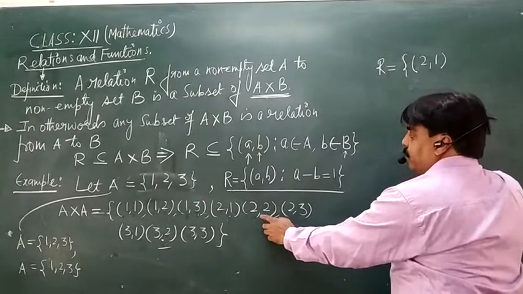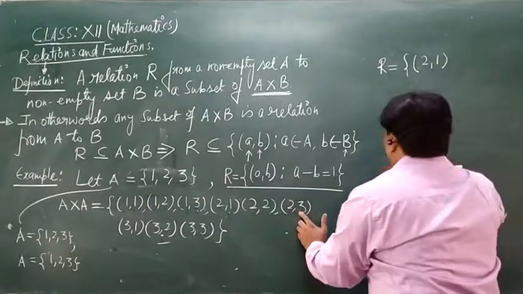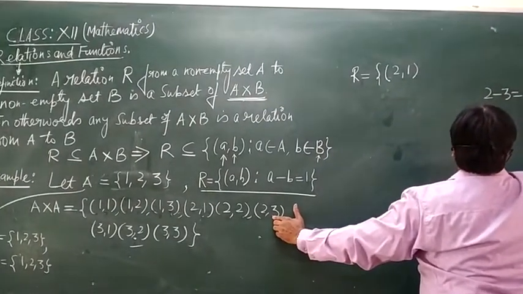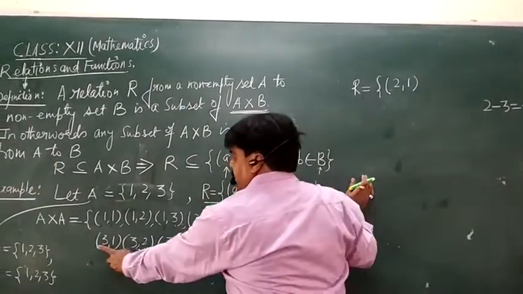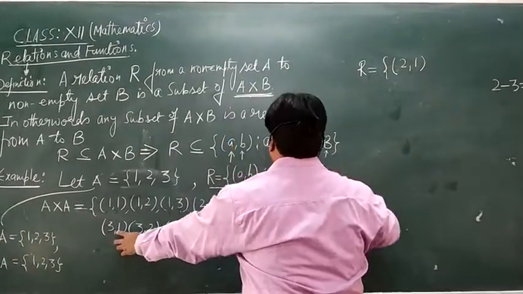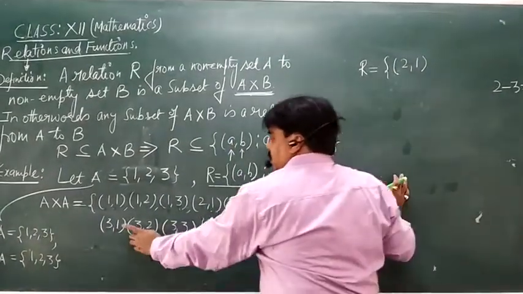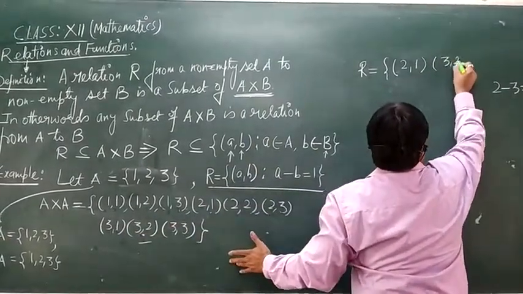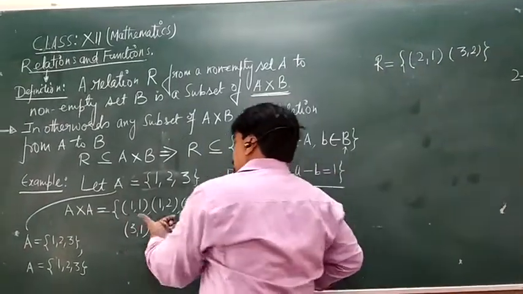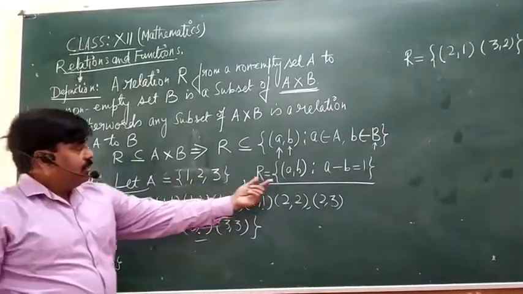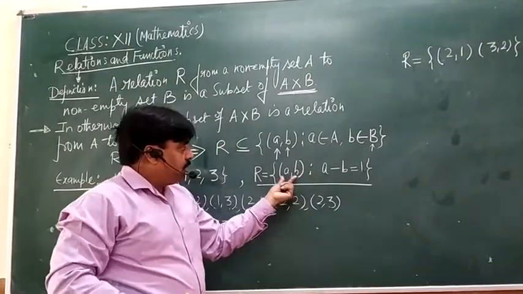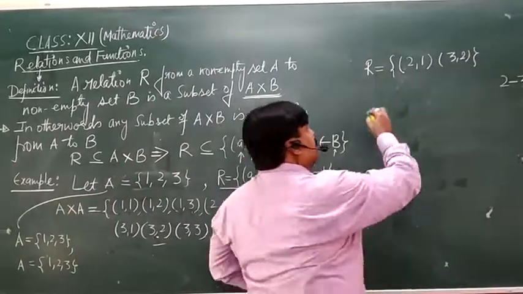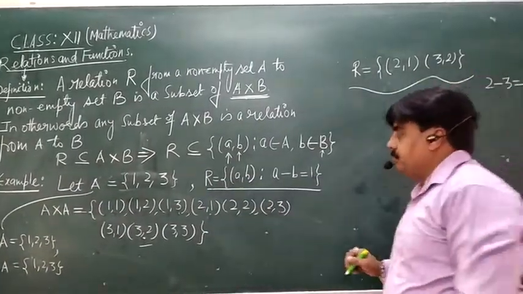2 minus 2 you cannot take, because it is not equal to 1. 2 minus 3 is equal to minus 1, which is not equal to 1, so this cannot be. Now 3 minus 1 gives a difference of 2, but we want 1, so this is not possible. The second one is (3,2). So this is the relation R which satisfies this condition, meaning the difference of the first and the second component should be equal to 1. So this is your R. This is the relation.